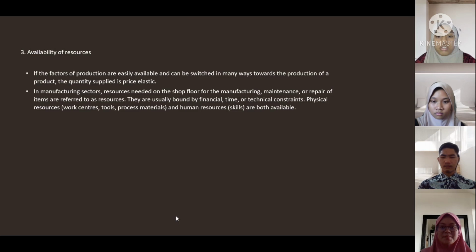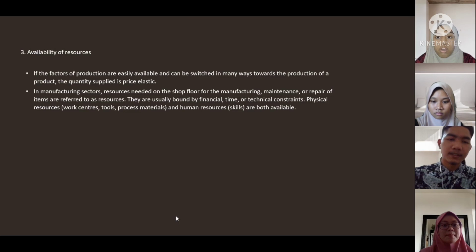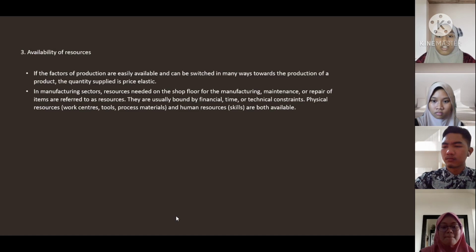In the manufacturing sector, resources needed on the shop floor for the manufacturing, maintenance or repair of items are referred to as resources. They are usually bound by financial, time or technical constraints. Physical resources and human resources are both available.